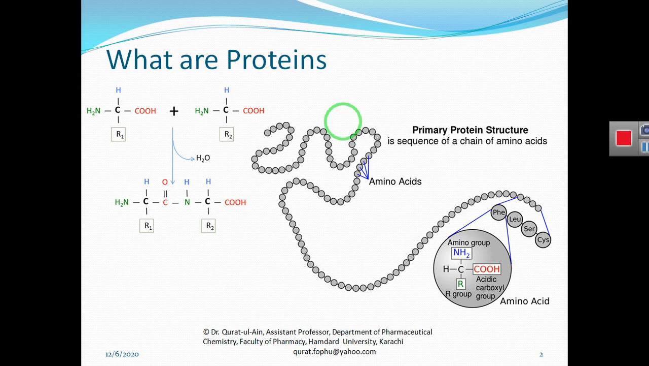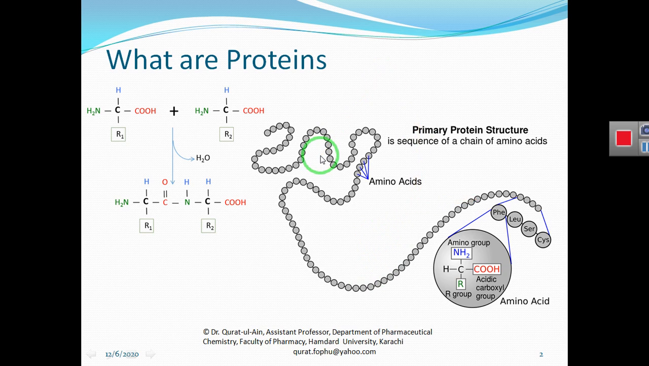So what are proteins? Actually, proteins are macromolecules like other macromolecules of our body, like carbohydrates and lipids. Why are we saying that proteins are macromolecules? Because they are made up of amino acids that are monomers. So here in this picture we can see that we have a polypeptide chain. This polypeptide chain is a chain of amino acids.